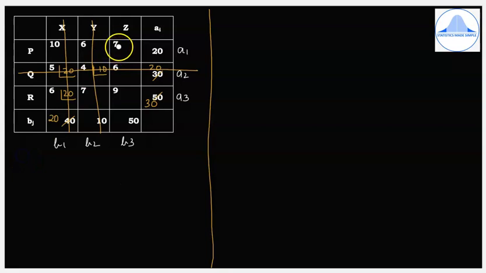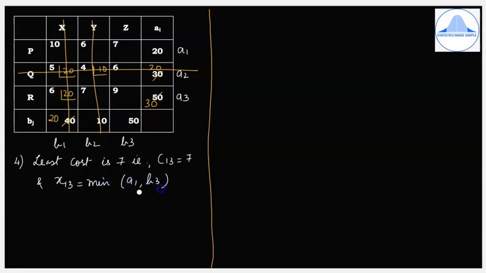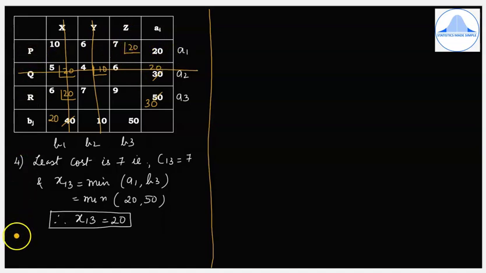So the next least cost is 7 among 7 and 9. So the fourth step, least cost is 7. That is C13 is equal to 7. And the allocation will be X13 is minimum of A1, B3, which is minimum of 20, 50. So therefore we get X13 is equal to 20. So now let us write the allocation in the cell. So here let's write 20. Now observe that 20 matches with the availability at P.